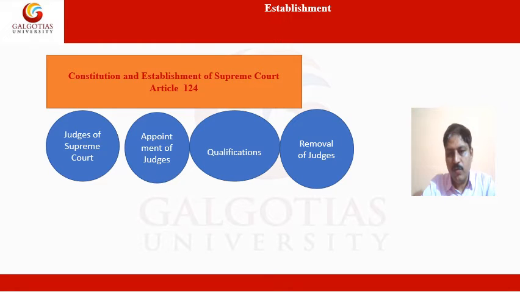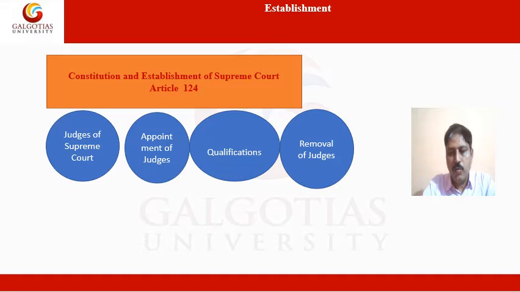Article 124 clause 3 of the Constitution provides qualification of a judge. It lays down that a person shall not be qualified for appointment as a judge of the Supreme Court unless he is a citizen of India and has been at least 5 years a judge of the High Court or 2 or more such courts in succession, or he has been for at least 10 years an advocate of the High Court or 2 or more of such courts in succession, or in the opinion of the President is a distinguished jurist.